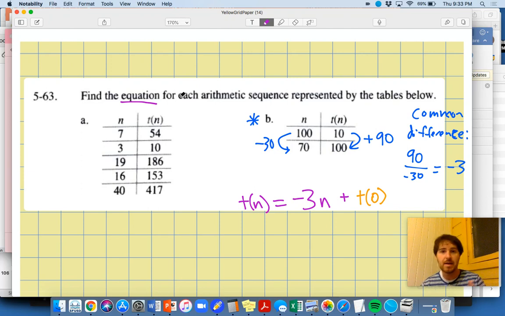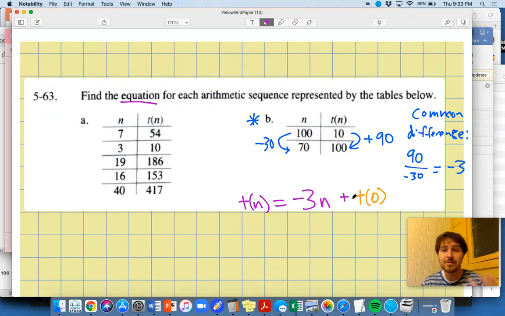For a sequence, it's just a little bit different because sequences use n, the term number, as your input, and that gets multiplied by the common difference. Remember, the term number tells you that many common differences, and then you add the starting number, the y-intercept, the term number zero, and that should tell you what the term value is.